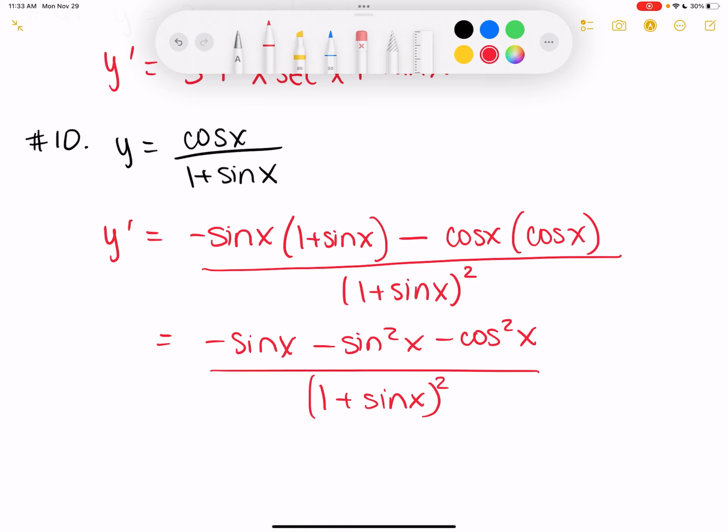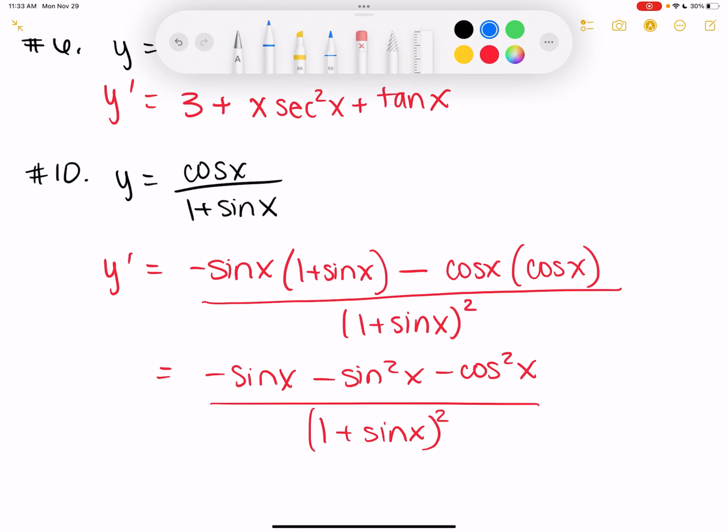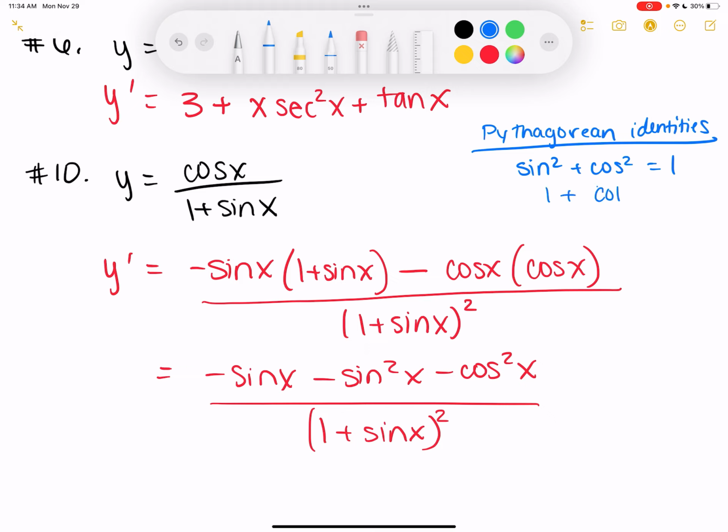So now's where I'm going to remind you of the Pythagorean identities. It's been a while and you've probably forgotten them, but sine squared plus cosine squared, and I'm not putting the x's in just for space, is equal to 1. 1 plus cotangent squared of x is equal to cosecant squared of x. Or I guess I am writing x's now. And tangent squared of x plus 1 is equal to secant squared of x. Okay, so these identities will be helpful in canceling stuff out.